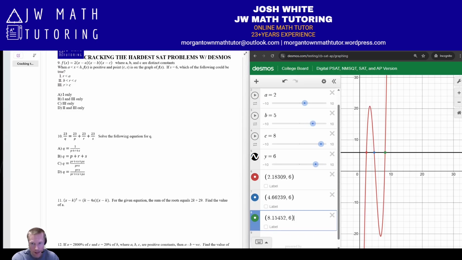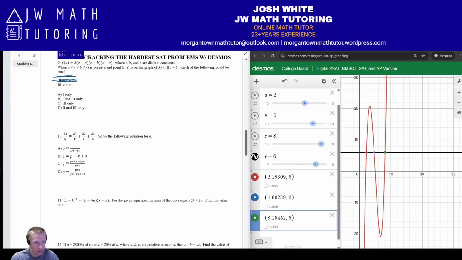All right. So, is it possible that r is less than a? So, a is 2. Are any of these x coordinates less than 2? No, they are not. You would eliminate it. Is it possible r is between b and c? Okay, so b is 5, c is 8. Are any of these r values between 5 and 8? No, they are not. This one's greater than 8. These two are both less than 5.